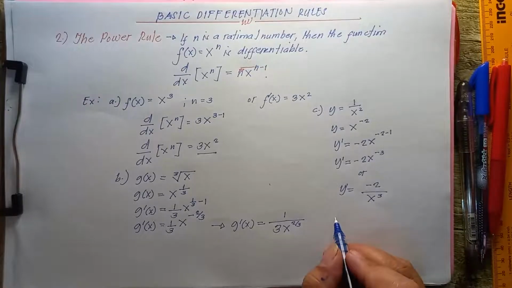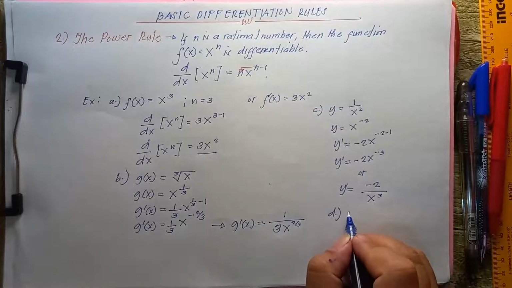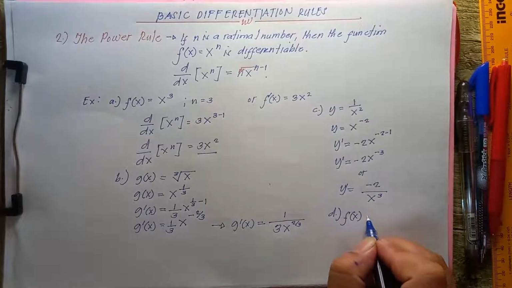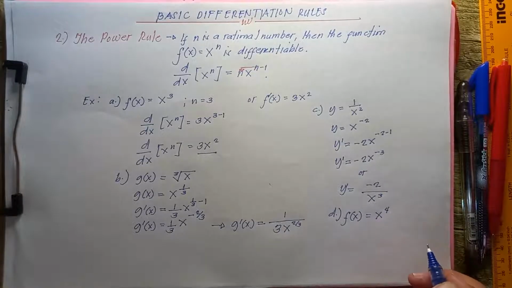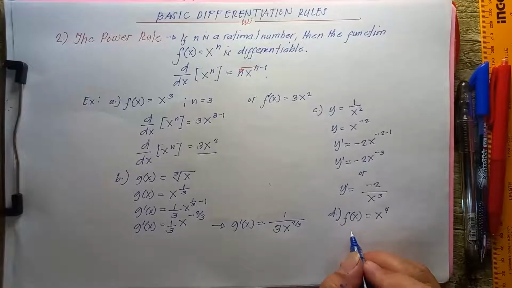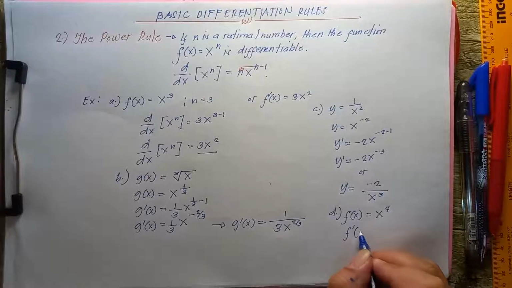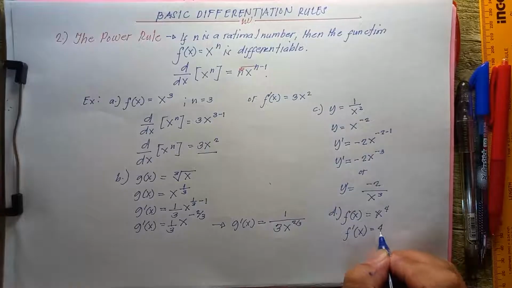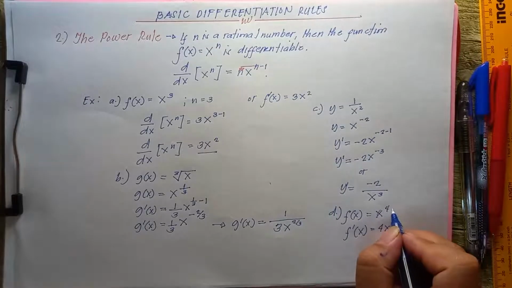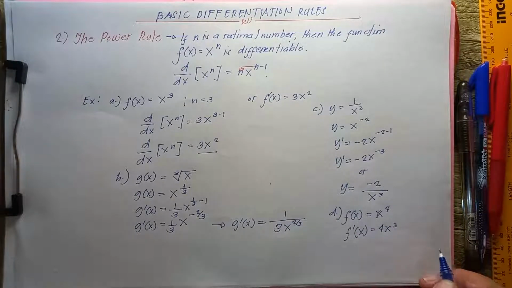What about if we consider another one? Shall we say letter D. Our function is f of x is equal to x raised to 4. What would be its derivative? We say that the derivative of this one is f prime of x. Again, bring down the numerical coefficient, so we have 4x, and minus 1 as your exponent gives you 3. So that is the derivative of the given function.